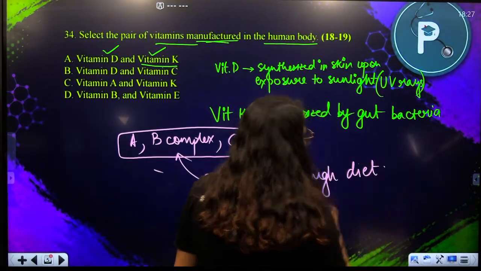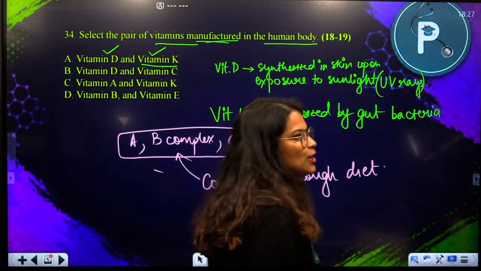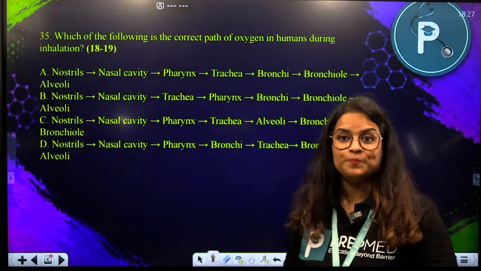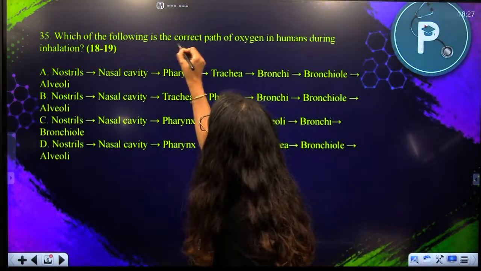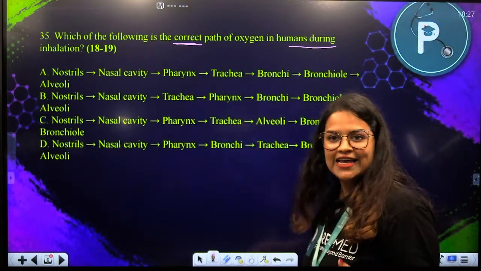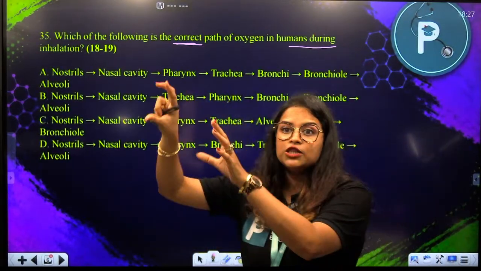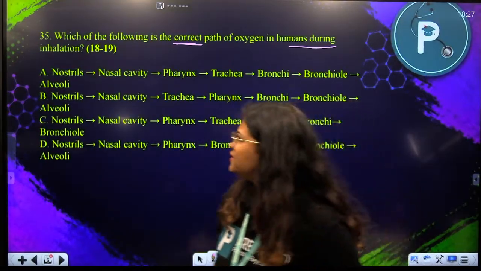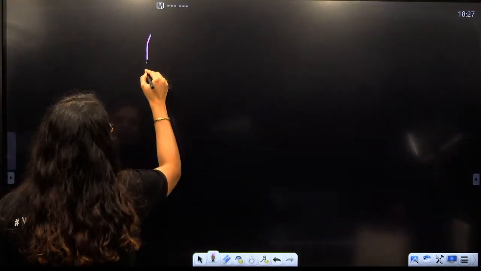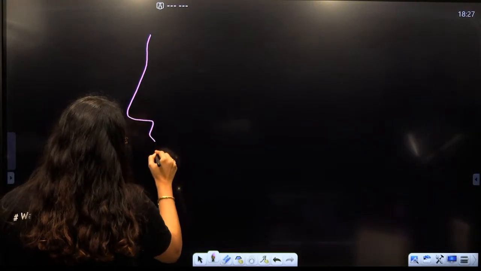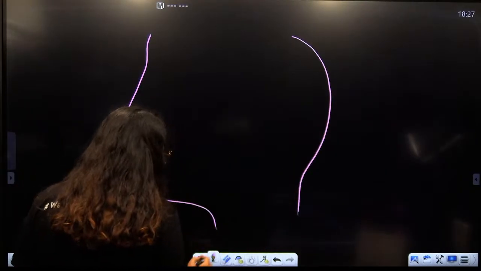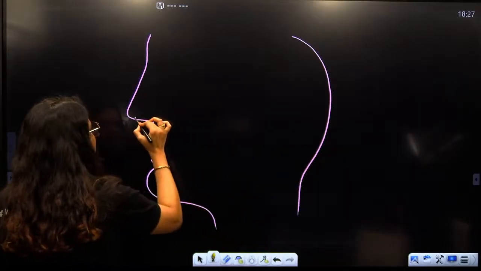Now moving on to the next question. This is our question number 34. Moving on to the next question now, that is question 35. Which of the following is the correct path of oxygen in humans during inhalation? So when you are inhaling, which pathway is followed by your air? Let's see. The pathway that is followed by air would be, if I draw here, suppose this is the human body here. Okay, let's imagine. First, we would see this is the external nostril.